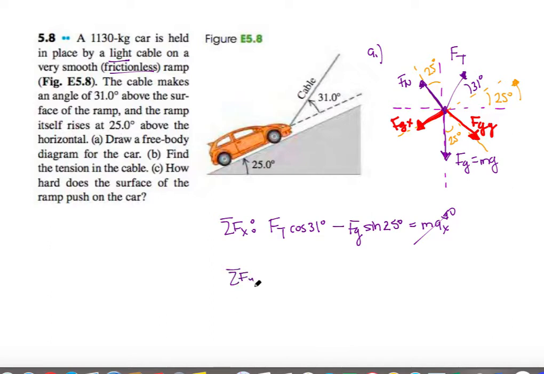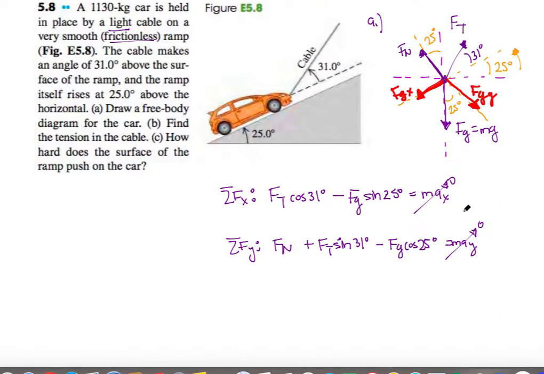Then in the y direction, I have normal force. I also have a tension force that is tension times the sine of 31 degrees. And then I have Fg times the cosine of 25 degrees. So I really didn't need to rotate my axes. It was just a little convenient when I was defining angles.